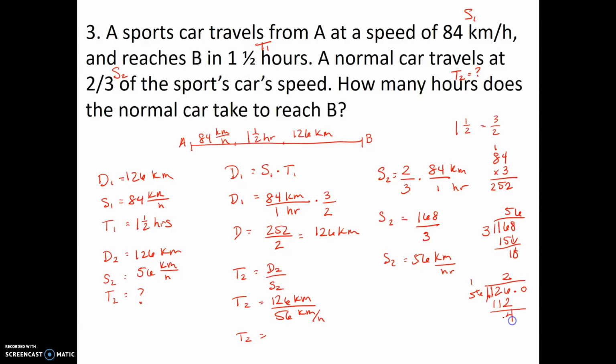And let's subtract. We get 14, and we'll bring down a 0, and 56 goes into 140 twice, I'm going to end up with 112 here again. I'm going to need to bring down another 0, but let's subtract first. Okay, 56 goes into 280 5 times. Just to check, 5 times 6 is 30, 5 times 5 is 25, plus 3 is going to be 28, so I'm good there. So time 2 is going to be 2.25 hours.